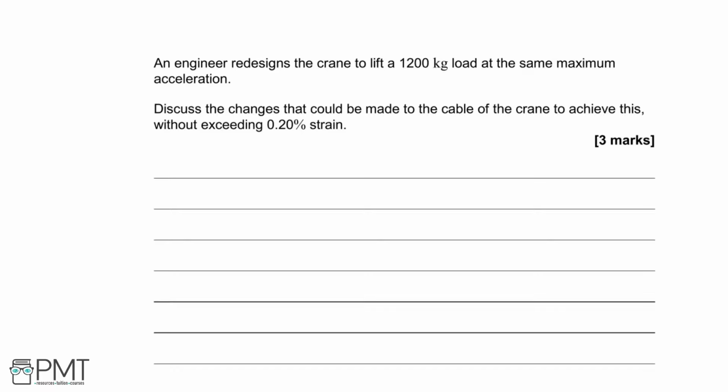So an engineer redesigns the crane to lift a load of 1,200 kilograms. Now that's the key point there. In order to do that, that same acceleration is going to need double the force. And let's just take a look at why that is.